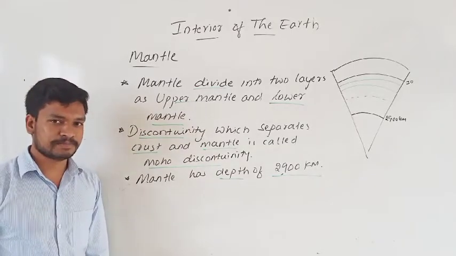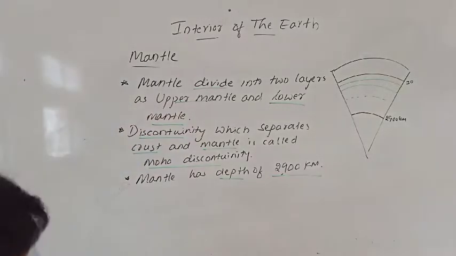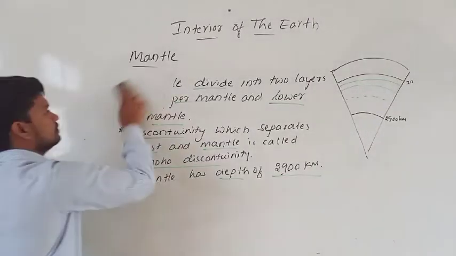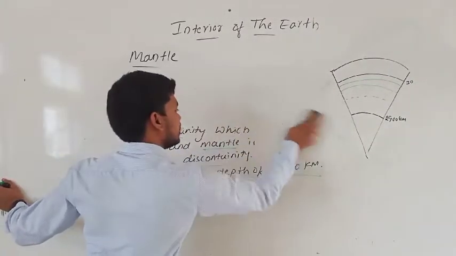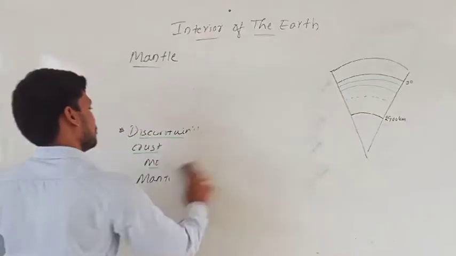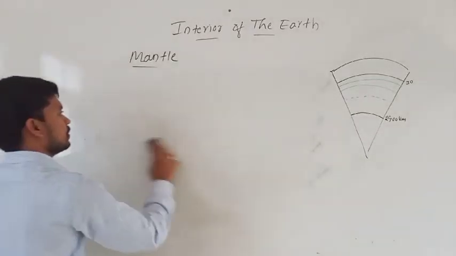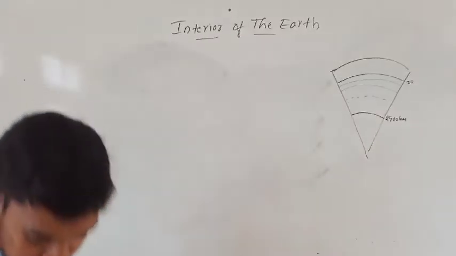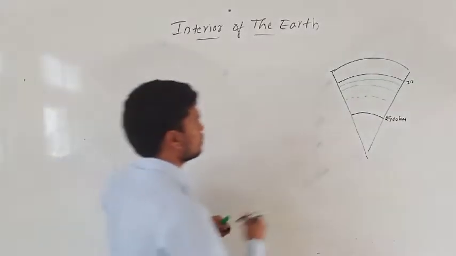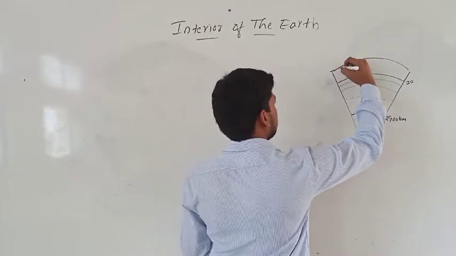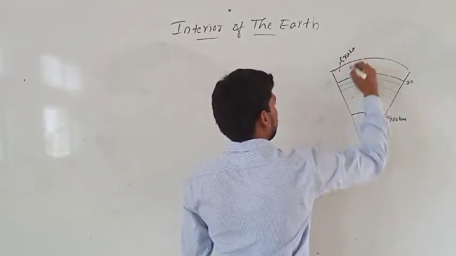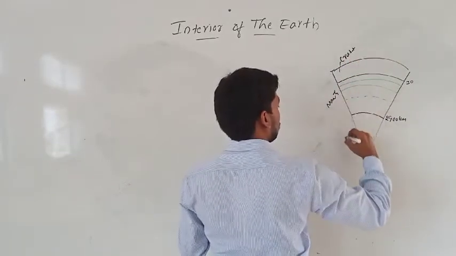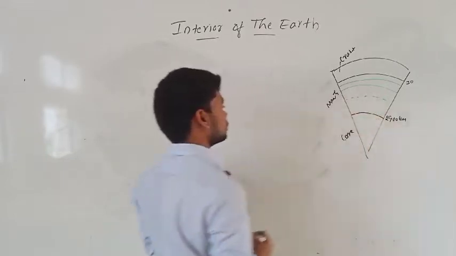Is that over? We go for the next one. The next layer. What is the name of the next layer? It is the crust, the mantle, and the core.